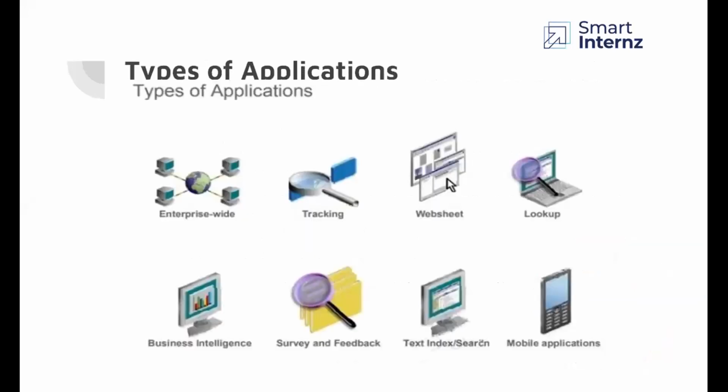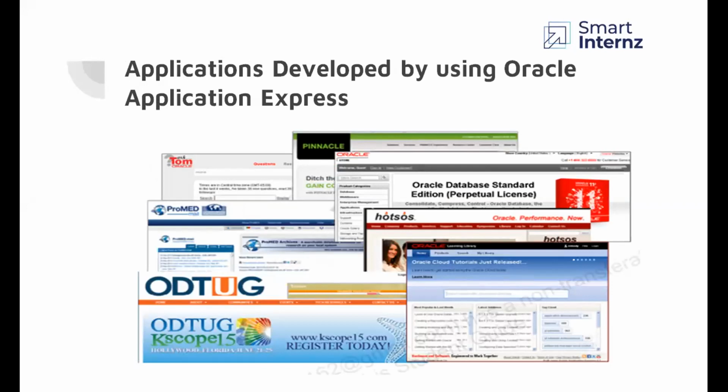So these are some types of example applications which we can develop by using Oracle Application Express. First is enterprise tracking, web sheet applications, lookups, mobile applications, surveys and feedback kinds of applications, business intelligence kinds of applications. This is just for example purposes. All the sites which you are able to see on my screen are built using Oracle Apex technology.